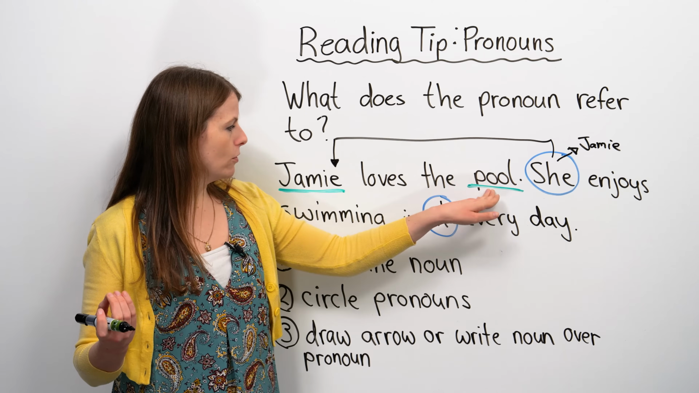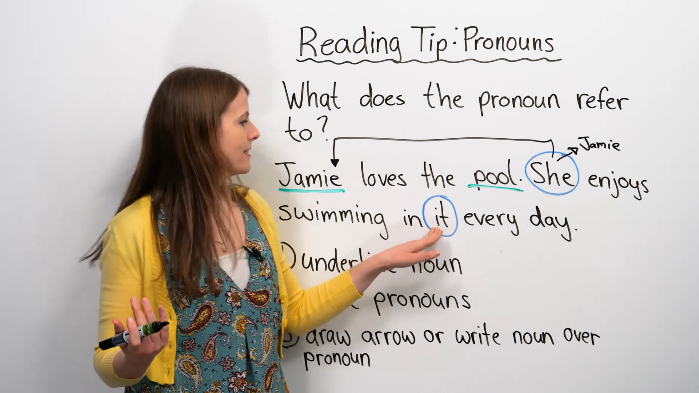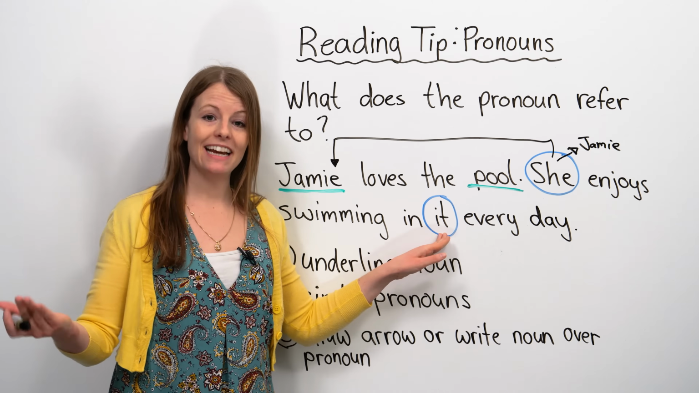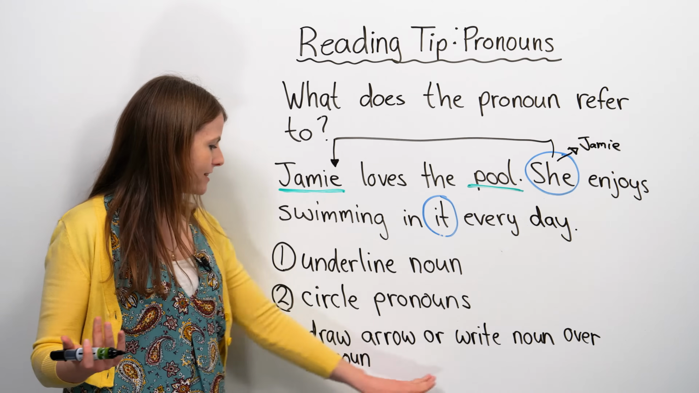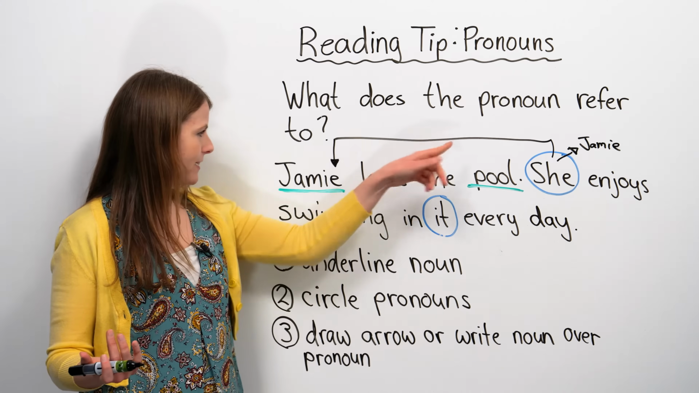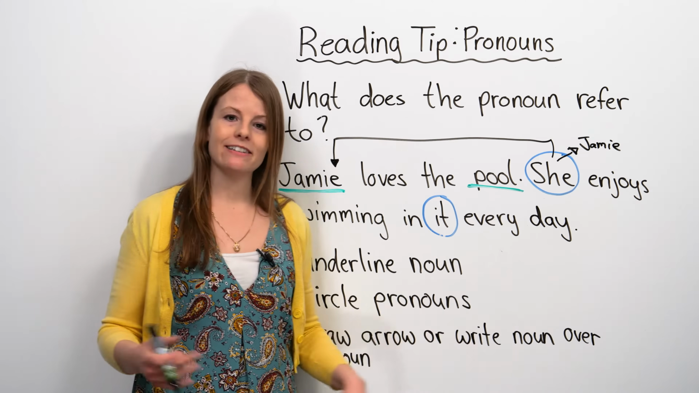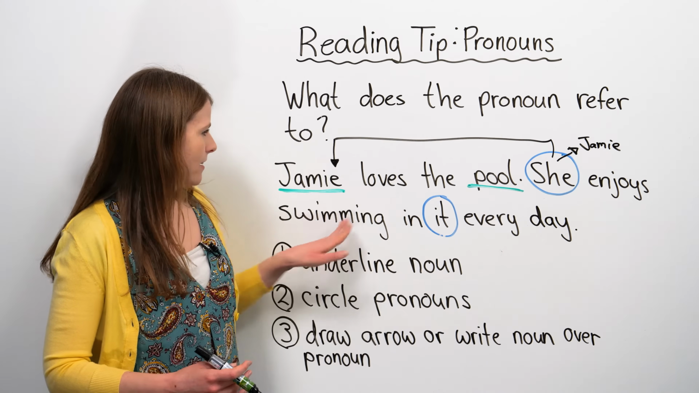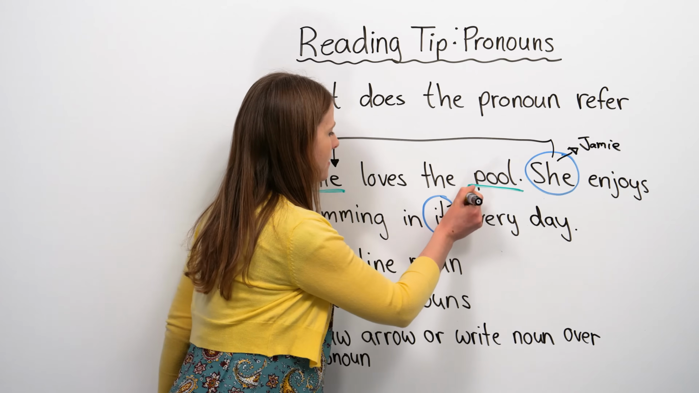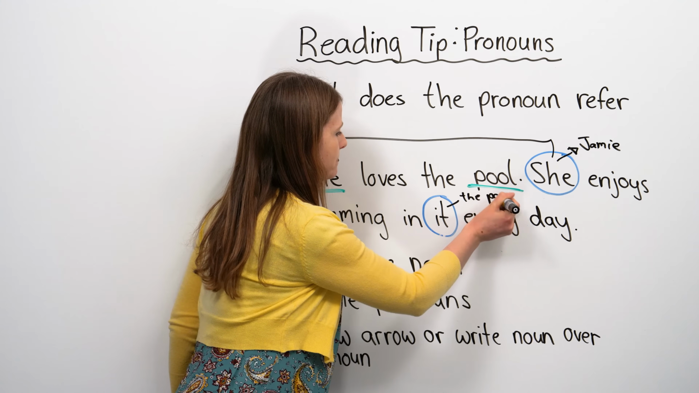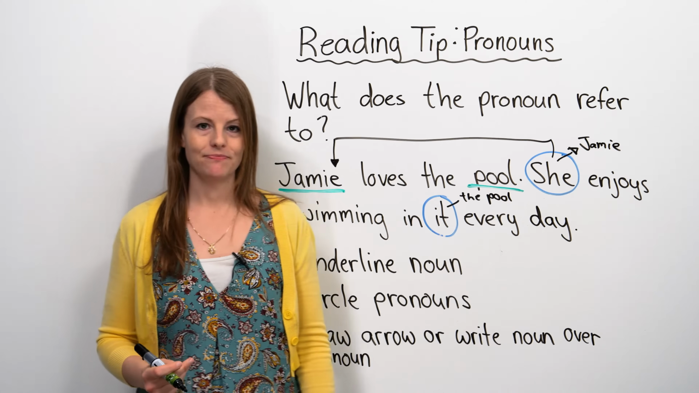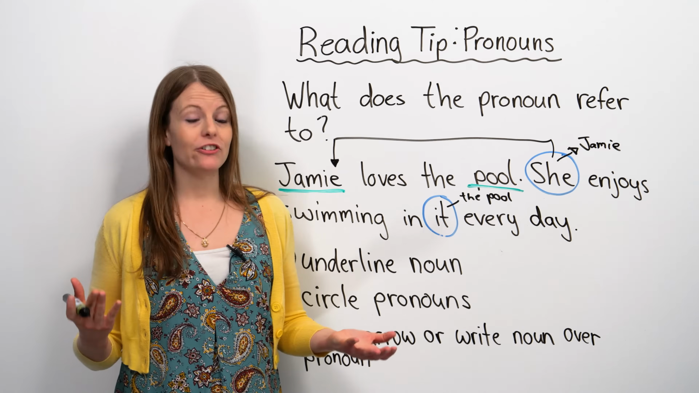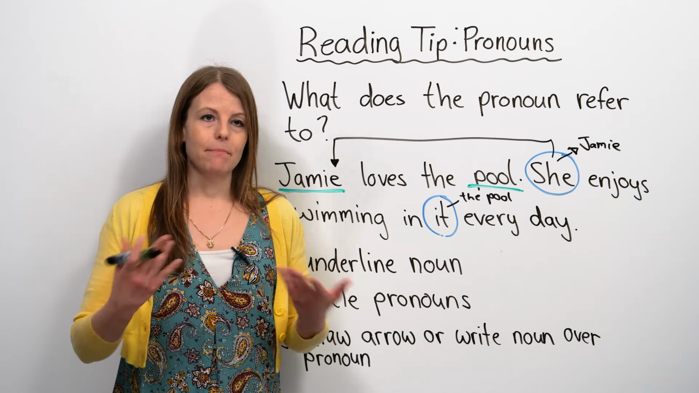So instead of saying pool, in this sentence we've said it. She enjoys swimming in the pool every day. She enjoys swimming in it every day. So now we do the 3rd step. We can either draw an arrow, like we've done up here, or we can write the noun it's replacing over it. So I'm going to do the second. I'm going to say, she enjoys swimming in the pool every day. And so that's how you understand what you're reading better.